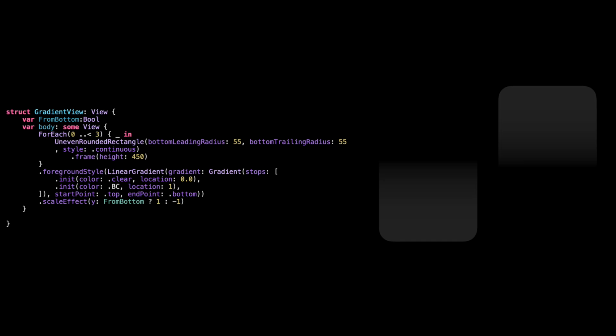If fromBottom is true, the gradient stays normal. If it's false, we flip it vertically. That way, we can use the same view for both top and bottom overlays, just flipped when needed. It's clean, reusable, and adds that nice soft fade effect to the layout.